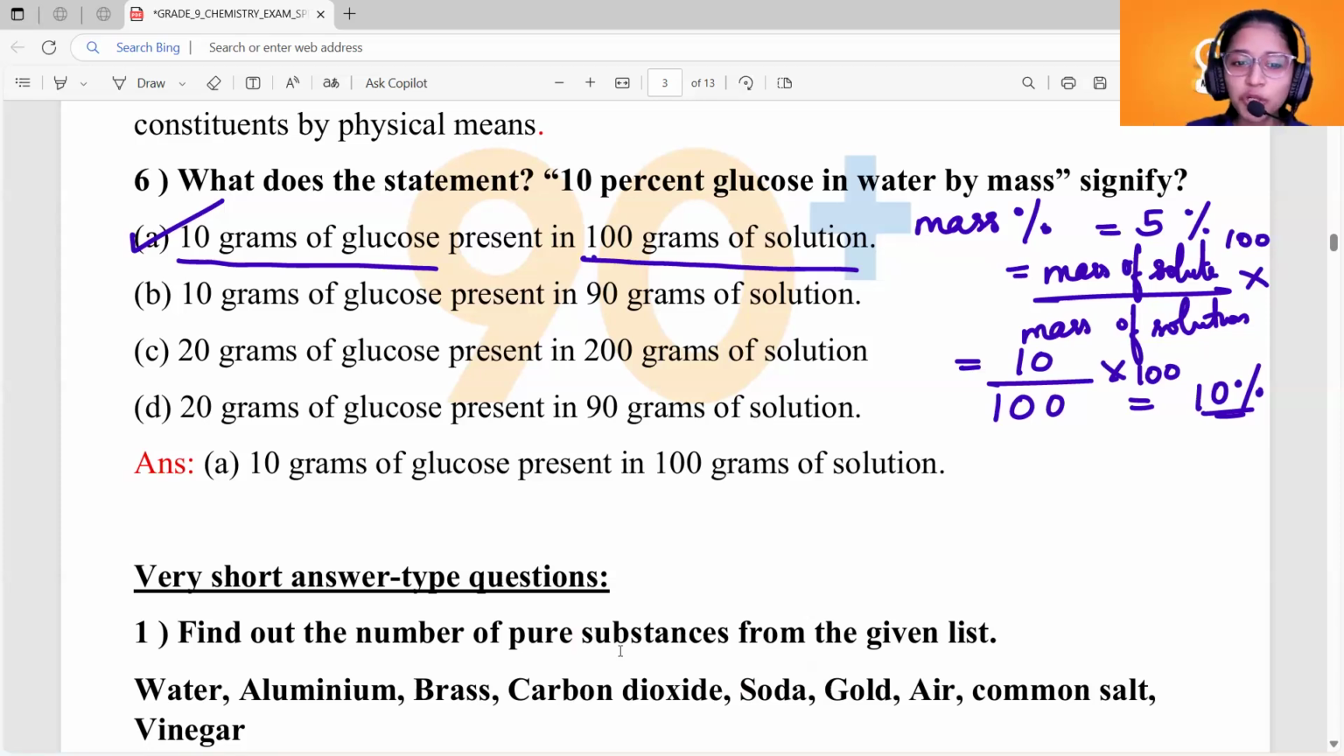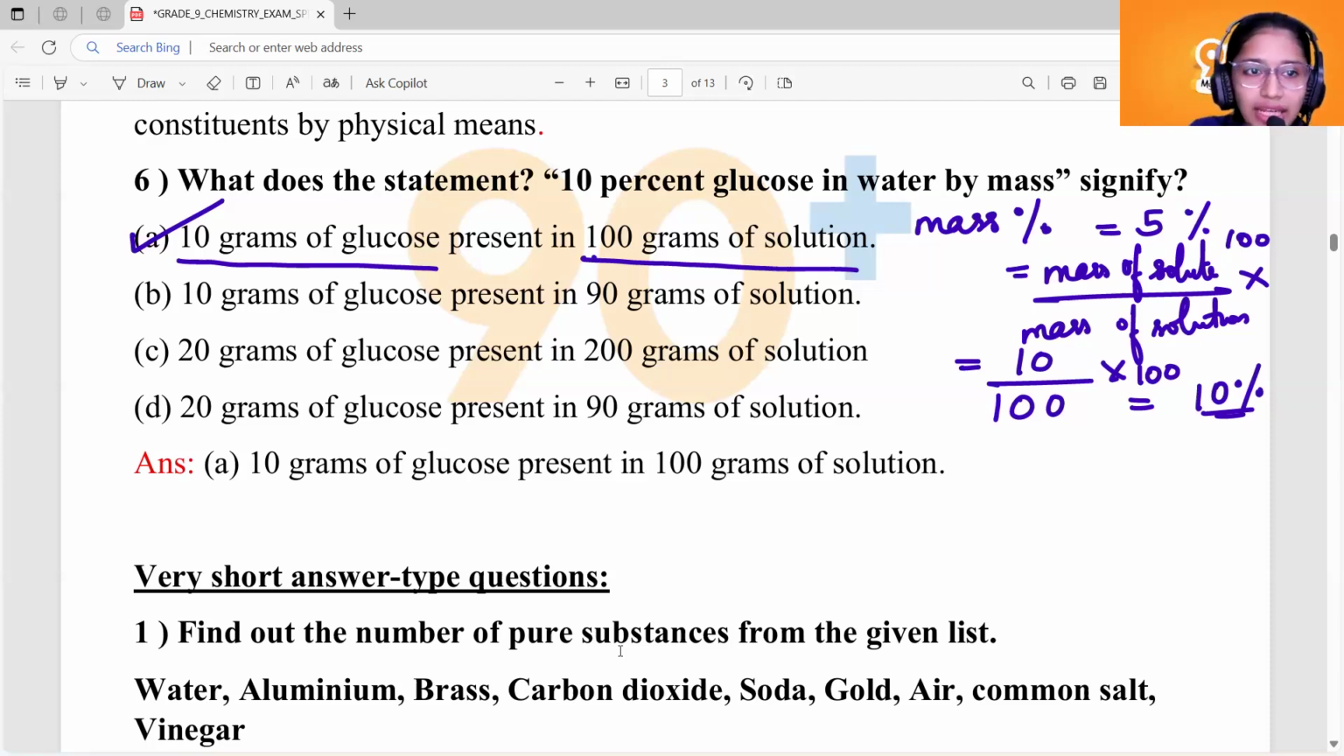What are the substances given to us? Water, aluminium, brass, carbon dioxide, soda, gold, air, common salt, and vinegar. These are the substances given to us. We have to answer the number of pure substances that are present in the list given. So first, let's classify the substances in this list into elements, compounds, or mixtures.